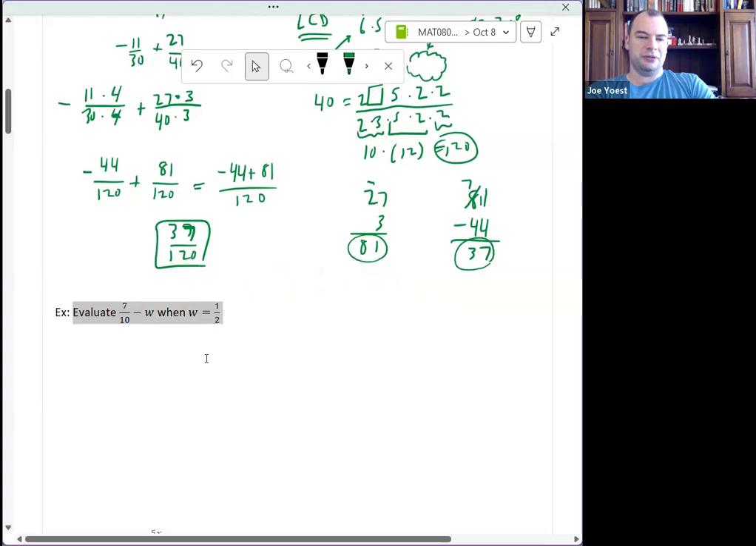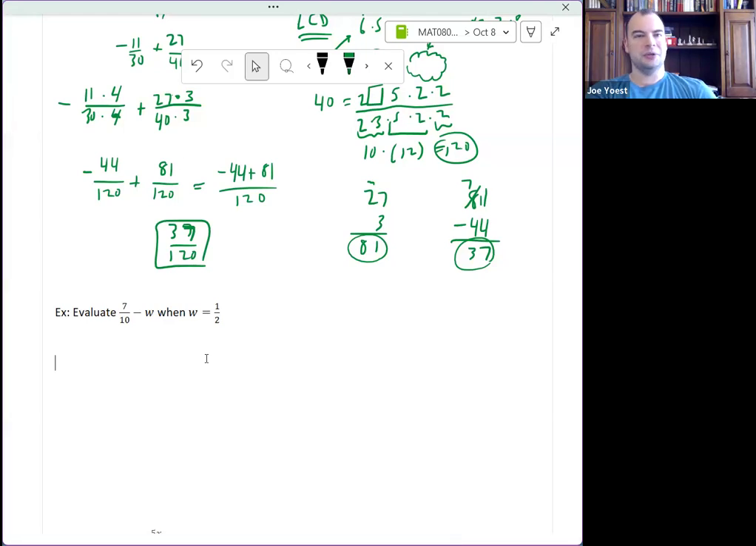We can evaluate an expression with fractions. It works the same way as evaluating an expression with whole numbers or natural numbers or integers. If we want to evaluate 7/10 minus w, when w is 1/2, that's just going to be 7/10 minus, everywhere I see a w, I replace it with 1/2. This one might be easy enough that I can just do in my head. I don't have to do the whole LCD thing. I noticed that if I multiply the denominator of 1/2, the 2, by 5, I get 10. So I might recognize that 1/2 is just 5/10.